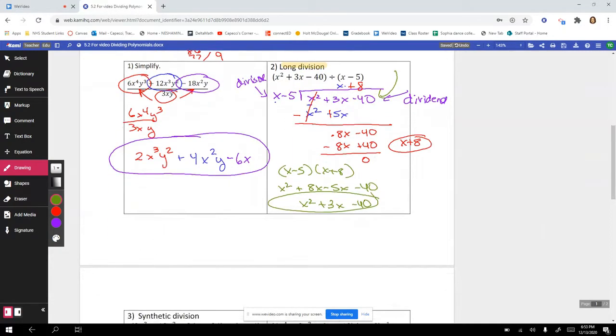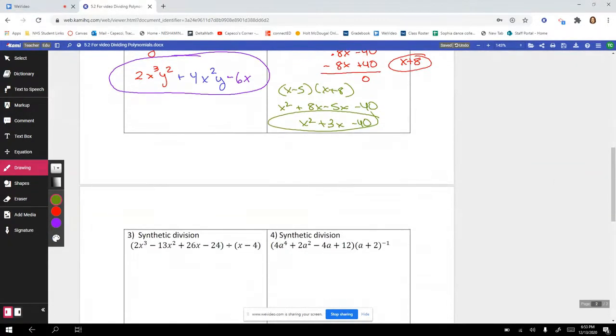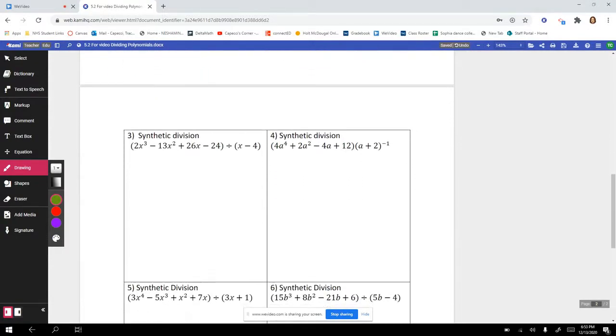Okay, that kind of leads us into really how you're going to divide polynomials. You're going to use something called synthetic division. It's going to be set up a little differently. The first thing I want you to do is remember that's the divisor. I want you to set your divisor equal to 0. So that would give me x is equal to 4, if I'm solving for x, which I am in this case. So my 4 goes in my little box right here.